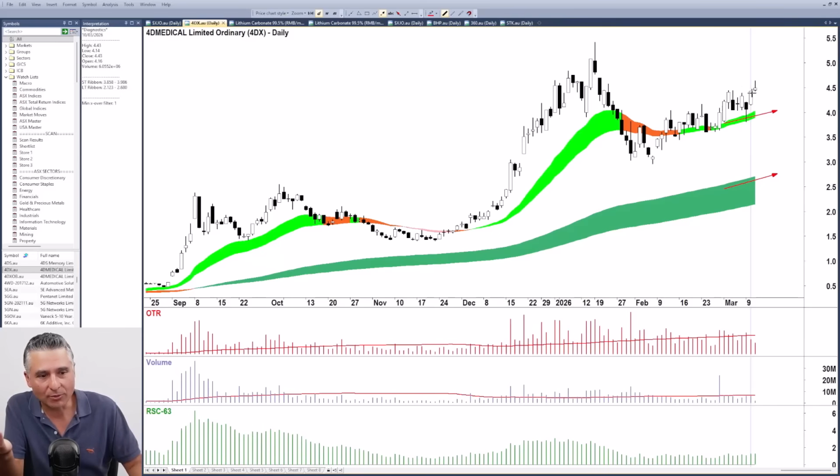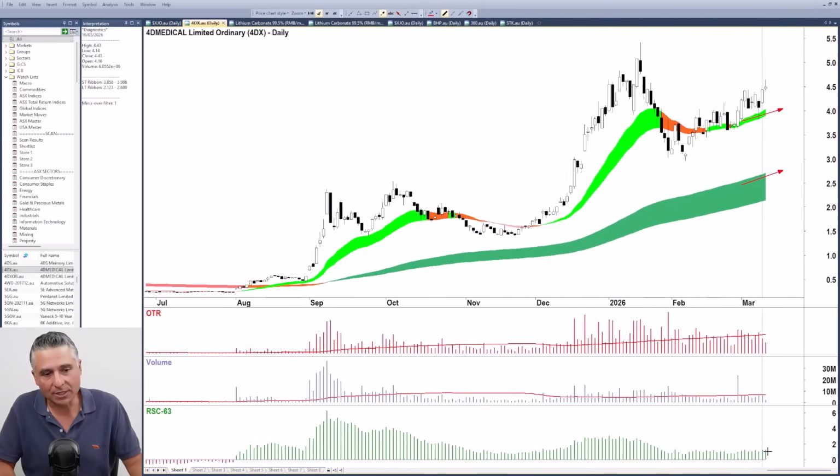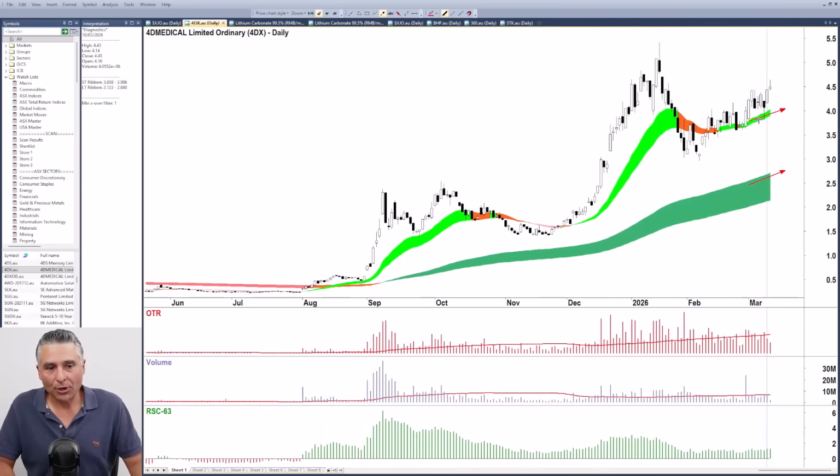And then we had a really decent candle yesterday. Volume's about average, but in a terrible market, it's holding up really, really well. You'd see that on the relative strength comparative. So this is comparing the performance of 4DX versus the market. You can see it's beating the market, hands down. So, yeah, happy to plus R on this one.